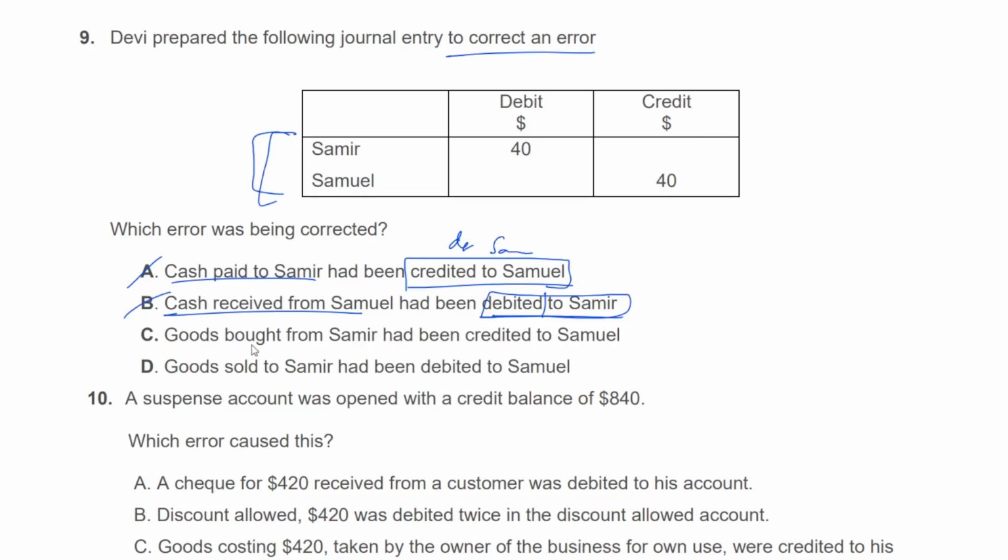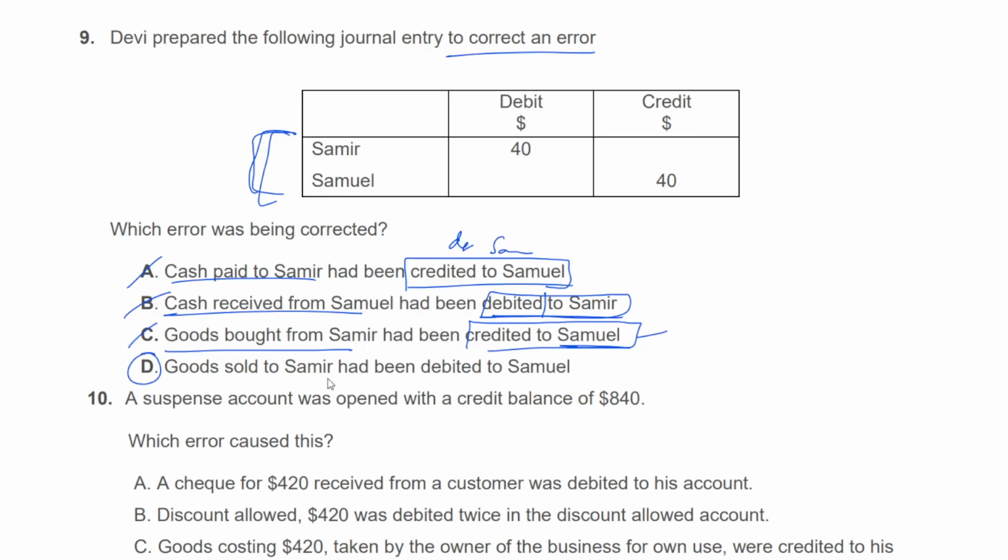Not an answer. Goods bought from Samir had been credited to Samuel. Again, this is about Samir, and we credited Samuel. So to fix that, wouldn't we debit Samuel? We will debit Samuel, right, to fix that. But what are we doing in this question? We're crediting Samuel. We cannot make a mistake of crediting him and then again crediting him to fix that. Doesn't make sense, right? And we are just left with one option.